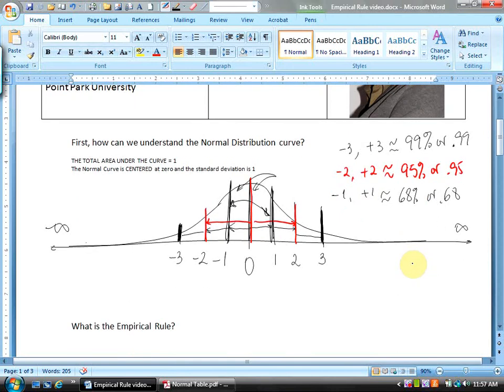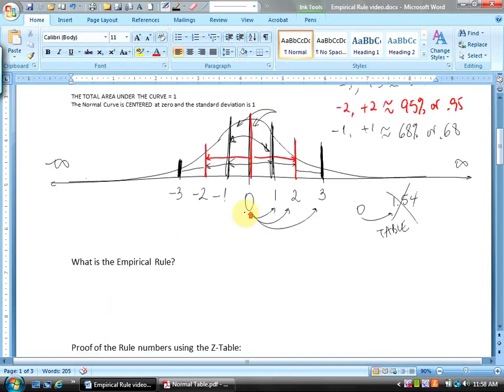Important thing, can you always use the empirical rule? No, because the empirical rule can only answer questions if the question says exactly 1 standard deviation, exactly 2, exactly 3. If the question says from 0 to 1.54, then you are stuck. You can't use the empirical rule. For these cases, you need the table. Okay, so the empirical rule is only for 1, 2, 3 standard deviations to each side.